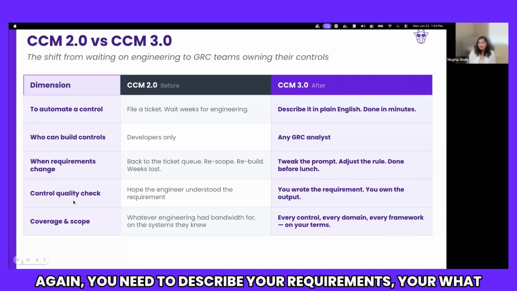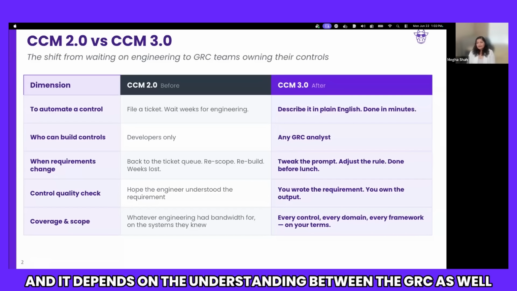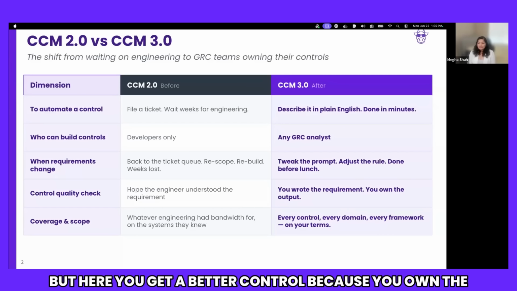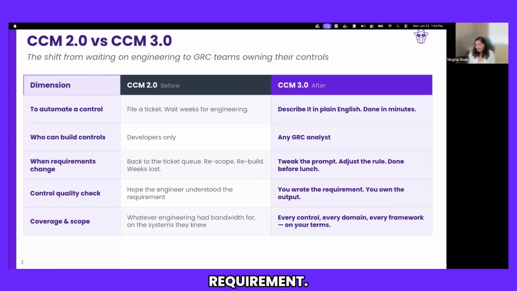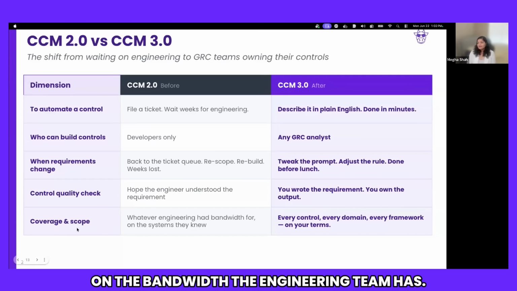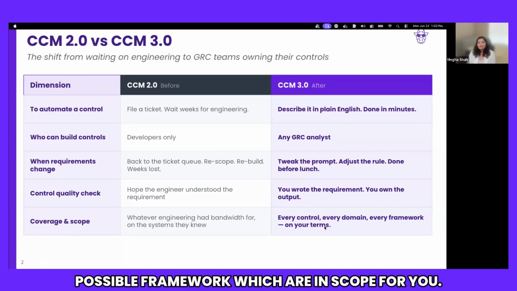Now, control quality check. Again, you need to describe your requirements and scope to the engineering team, and a lot of communication needs to happen, and it depends on the understanding between the GRC as well as the engineering team. But here you get a better control because you own the requirement, you own your control output. And from a coverage and scope perspective, it again depends on the bandwidth the engineering team has. But here you can automate every control, every domain, every possible framework which is in scope for you.